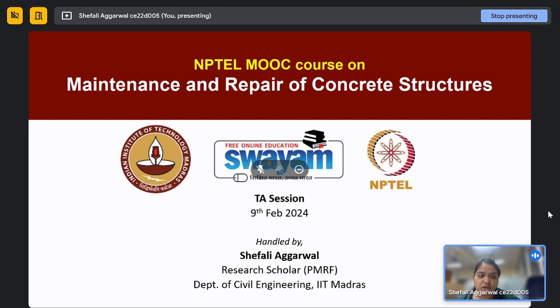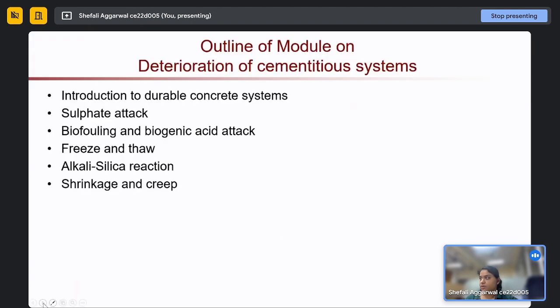I am Shifali Agarwal, your TA for the session on maintenance and repair of concrete structure. Today is our third TA session, and the main topic we will be talking about today is, first, whatever you have studied in this third week, we will have a small outline on that. You might have read about durable concrete structure introduction, sulfate attack, biofouling, freeze and thaw, alkali silica reaction, and shrinkage and creep.